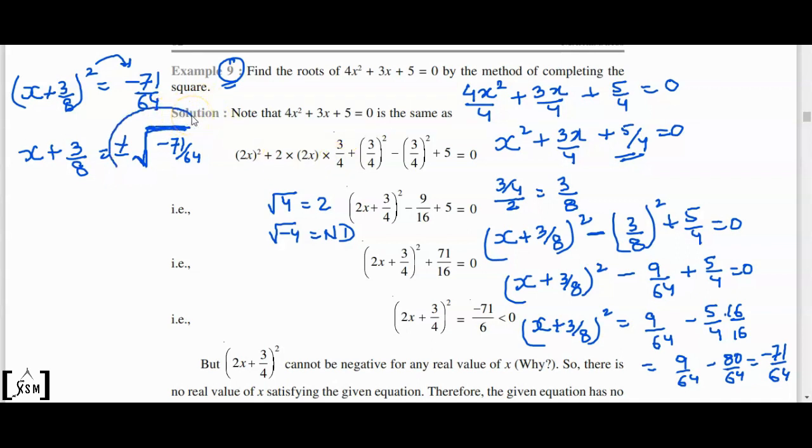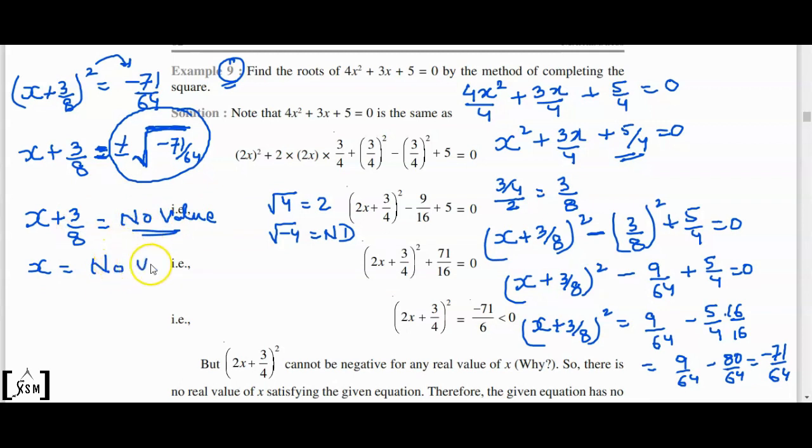So this result is an imaginary result, okay? It means there is no number which you square and you get negative 71 over 64, right? So basically we get x plus 3 over 8 equal to no value, okay? So it means that there would be no possible value of x, because if this is no value, then 3 over 8 coming to this side will again give no value, okay? Because that is not a possible case, right? No value is possible, okay?